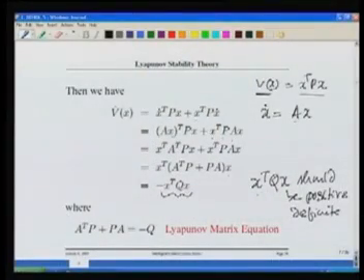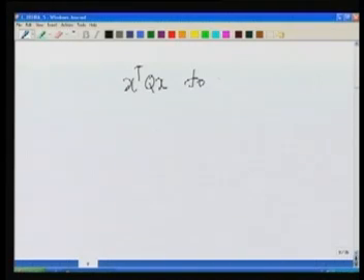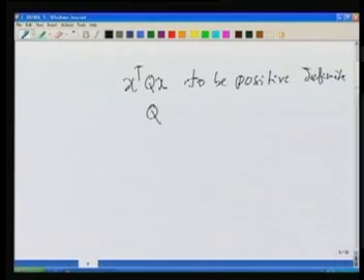So, then what is the condition? If it is stable, then this should be positive definite. So, if x transpose Q x is positive definite, the definition of a quadratic function to be positive definite is that Q should be positive definite. Okay. So, let me write here that for x transpose Q x to be positive definite, Q must be positive definite.